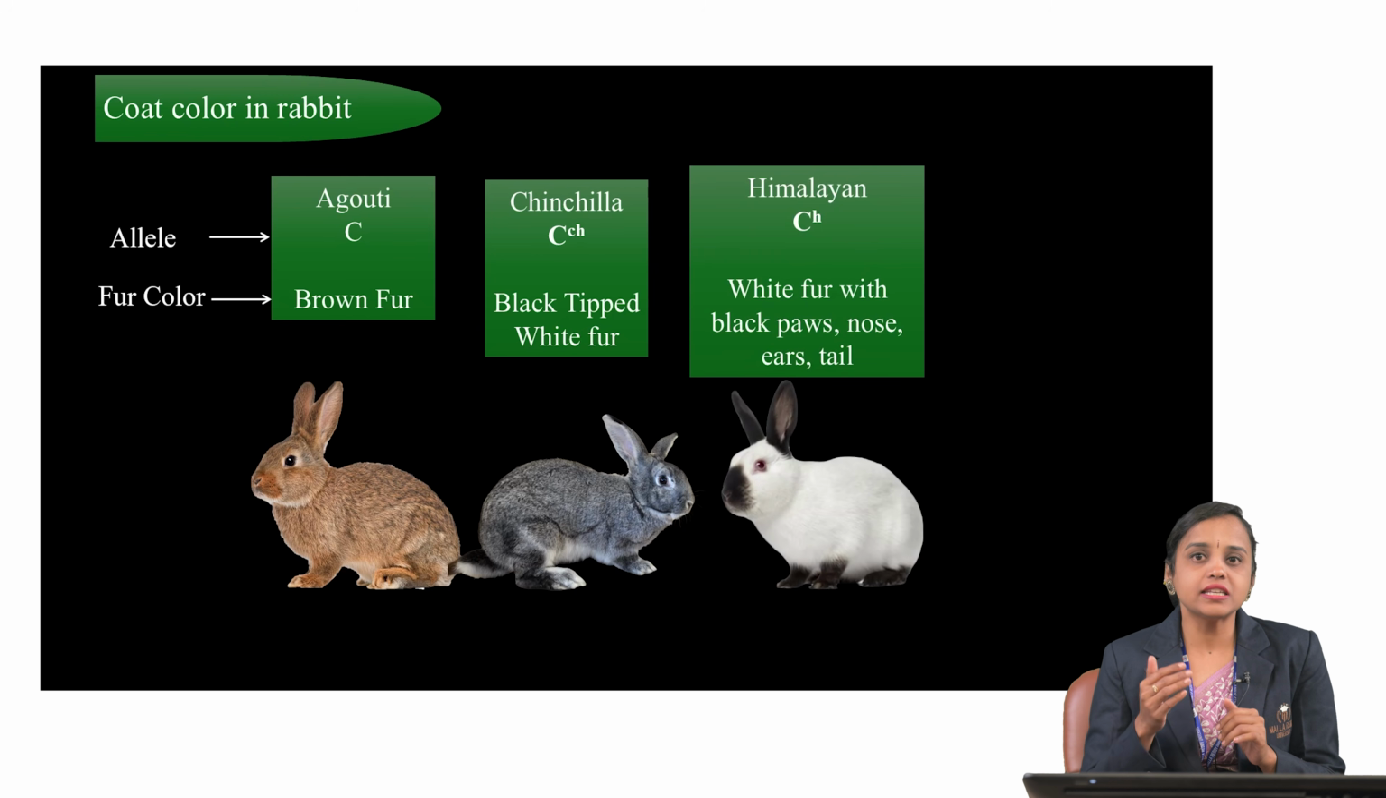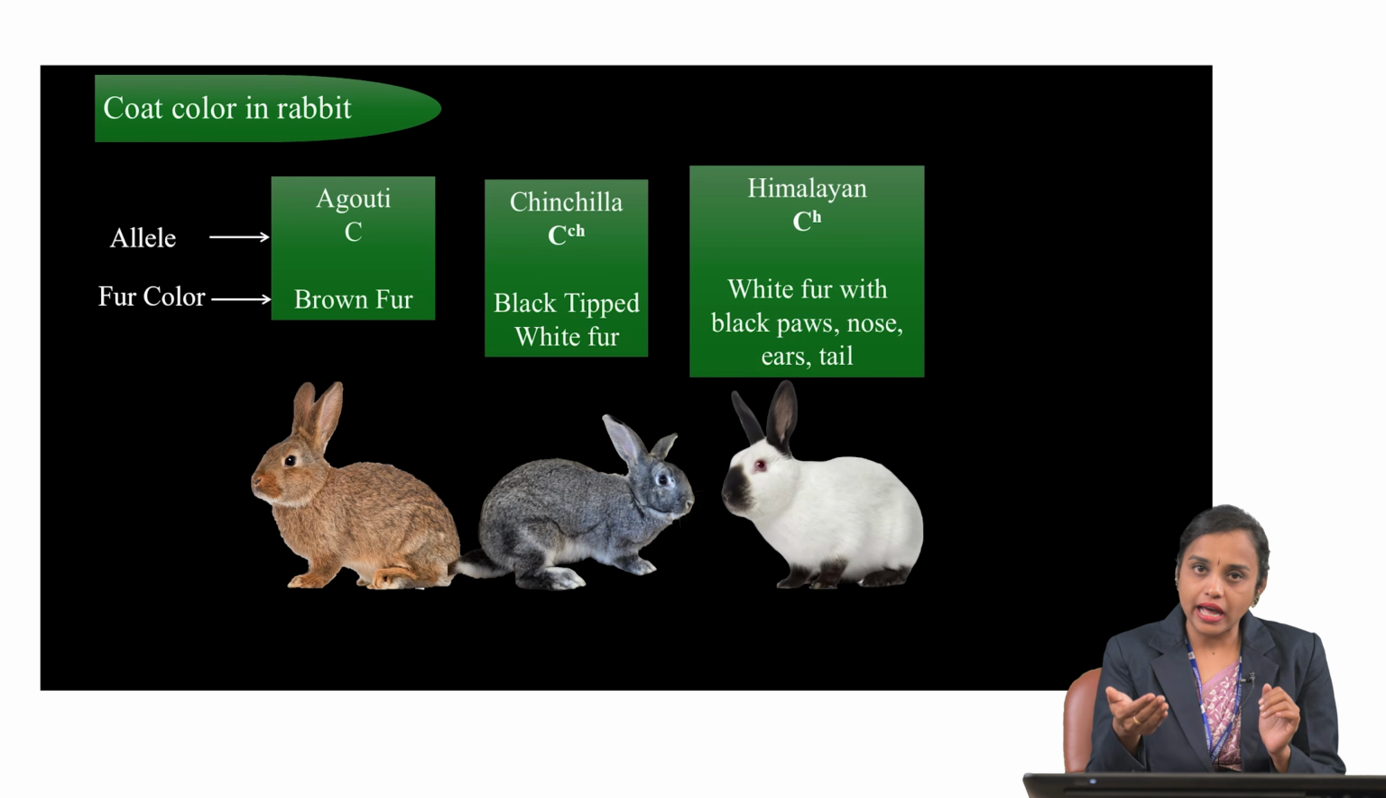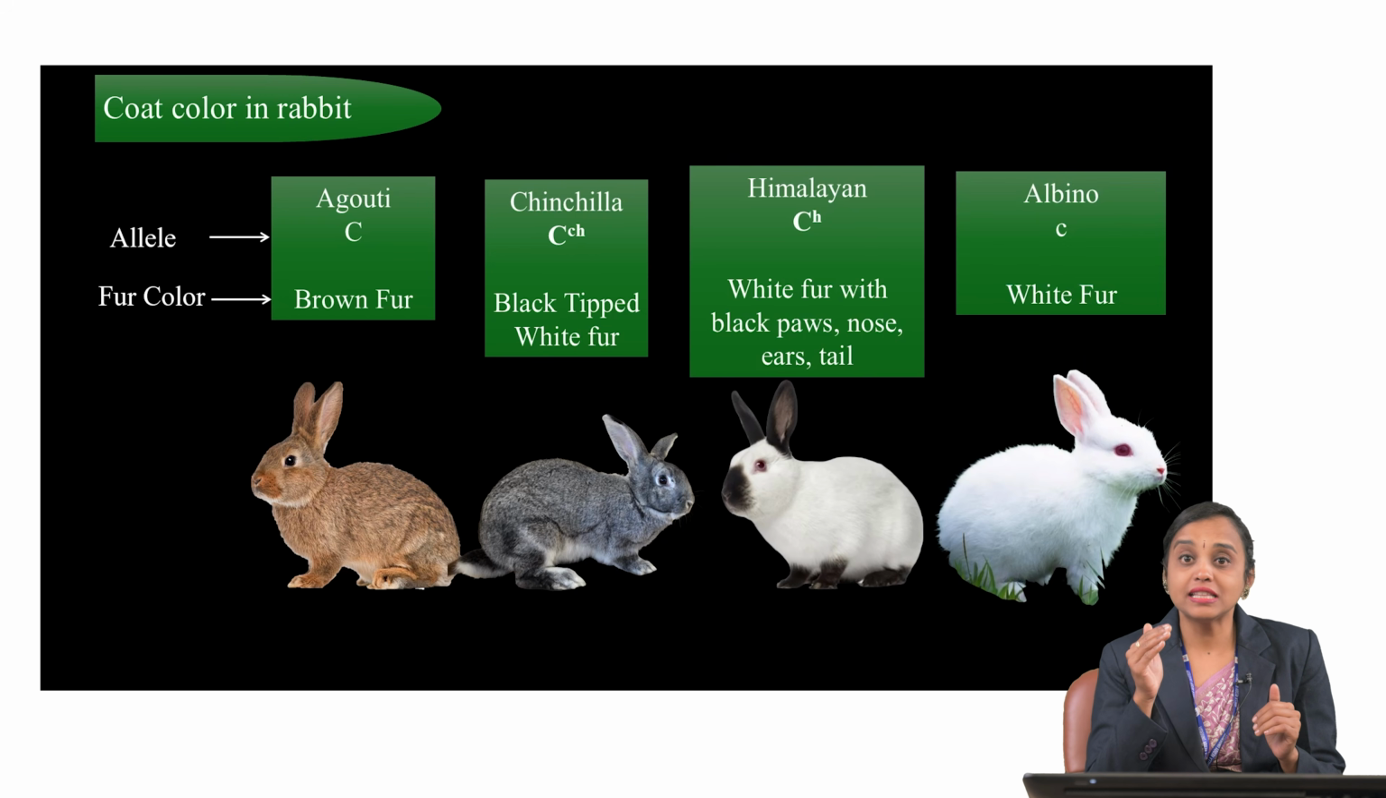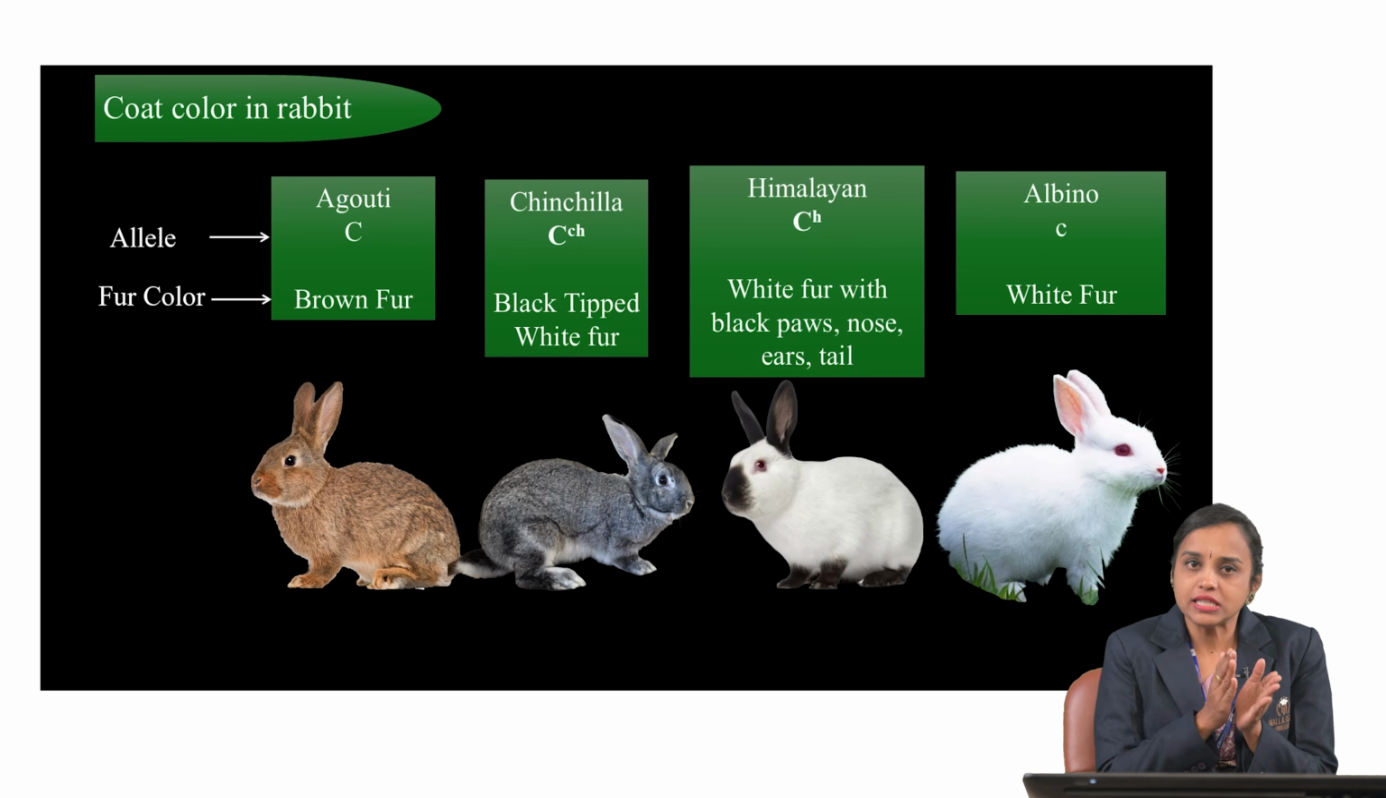The next case is Himalayan. The main body is white, while the tips, the ears and the snout are colored. This color is dominant over albino and is represented by ch. The last rabbit type is albino, which is completely pure white and recessive, represented by a recessive c. Both examples show how one gene can exist in several forms, creating genetic diversity.